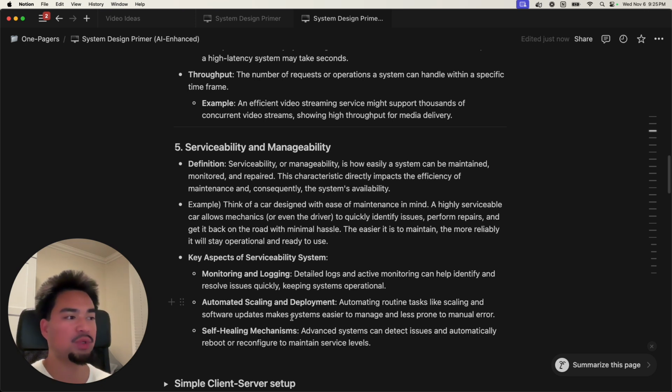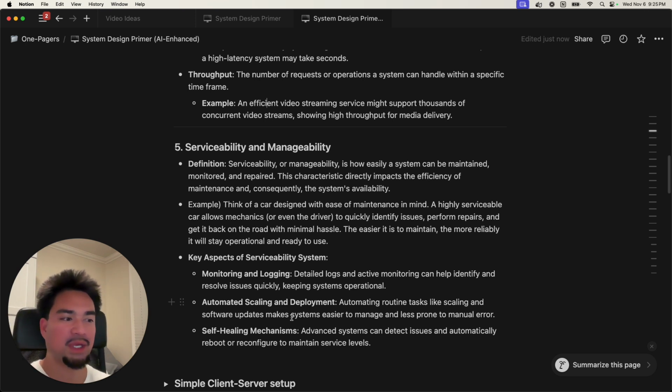Think of a car designed with ease of maintenance in mind. A highly serviceable car allows mechanics or even the driver to quickly identify issues, perform repairs, and get back on the road with minimal hassle. The easier it is to maintain, the more reliable it will stay, operational and ready to use. That's also very important with a system that you build. You don't want to build such a complicated system that no one will be able to fix it. It might work perfectly, but the moment it goes down, it's down forever because no one knows how to fix it, or how to manage it.